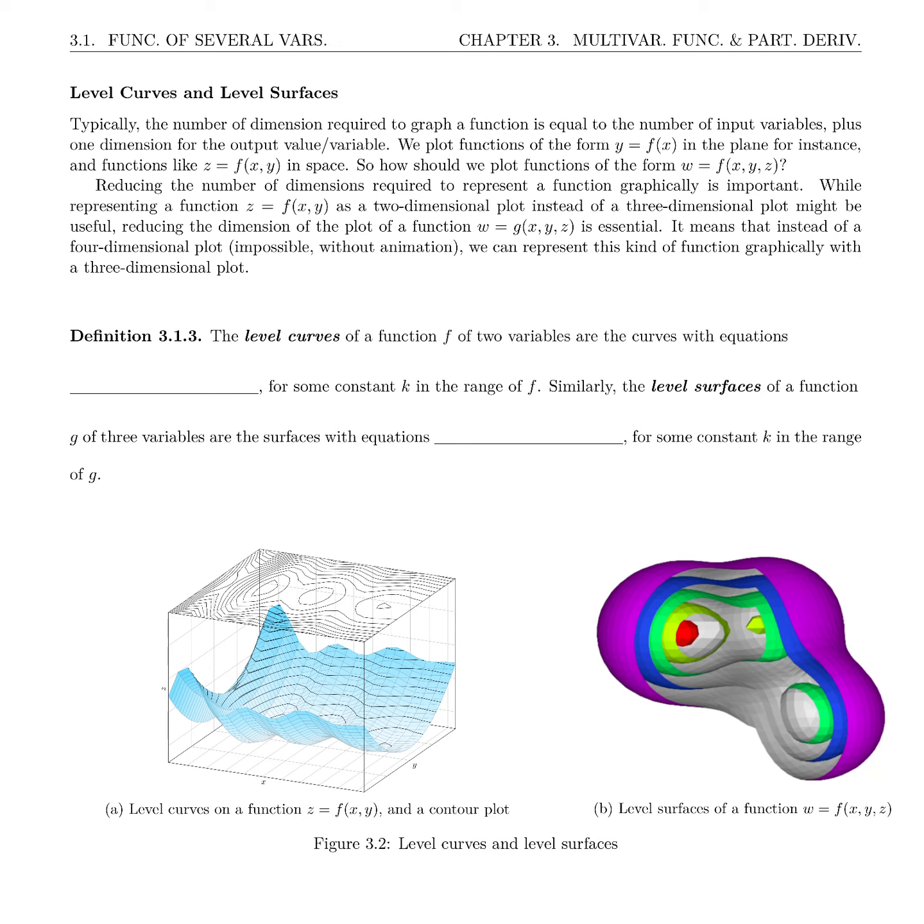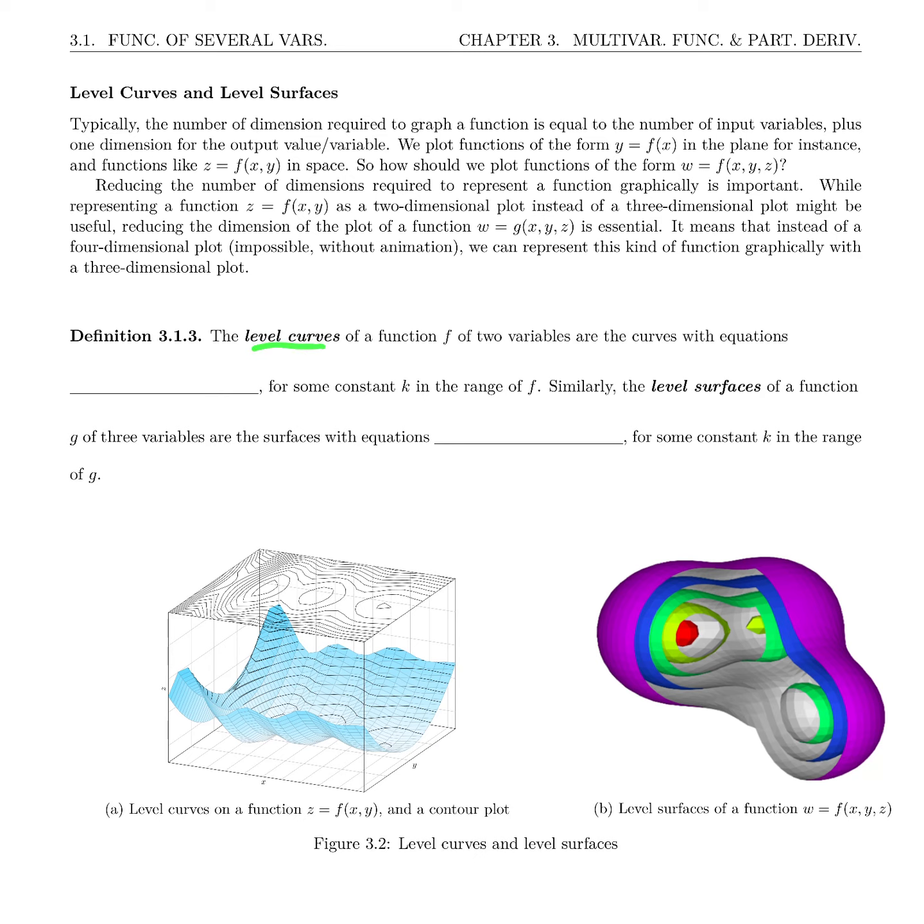In the last section, we represented z equals f of x, y with a color map as a 2-dimensional plot instead of a 3-dimensional plot. That's useful, but representing the function w equals g of x, y, and z in a lower dimension is essential. It means that we can do a 4-dimensional plot, which would be impossible without some sort of graphical animation. We can do this graphically in 3 dimensions with a perspective drawing. So let's go and read definition 3.1.3.